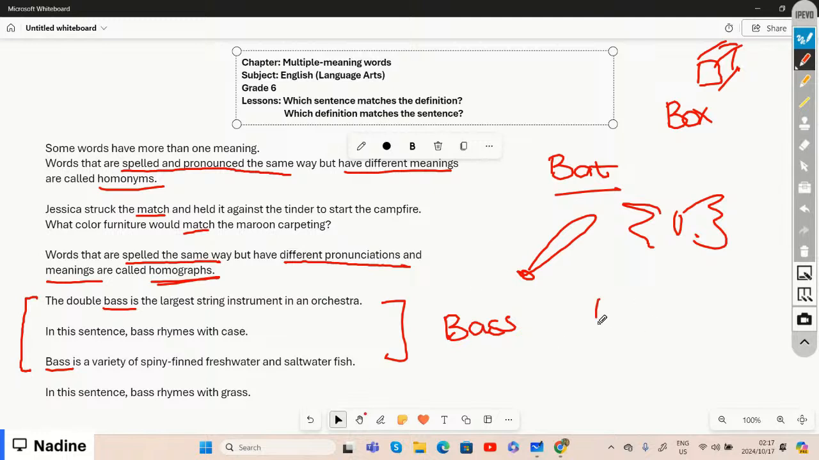Then we also have bark. And then we have bark, which is those little thingies that come from the tree. And then also a dog barks. And then we have bowl. Bowl is either a bowl that you eat out of, or it can be the bowl when you do bowling, ten-pin bowling as a sport or as a recreational activity.